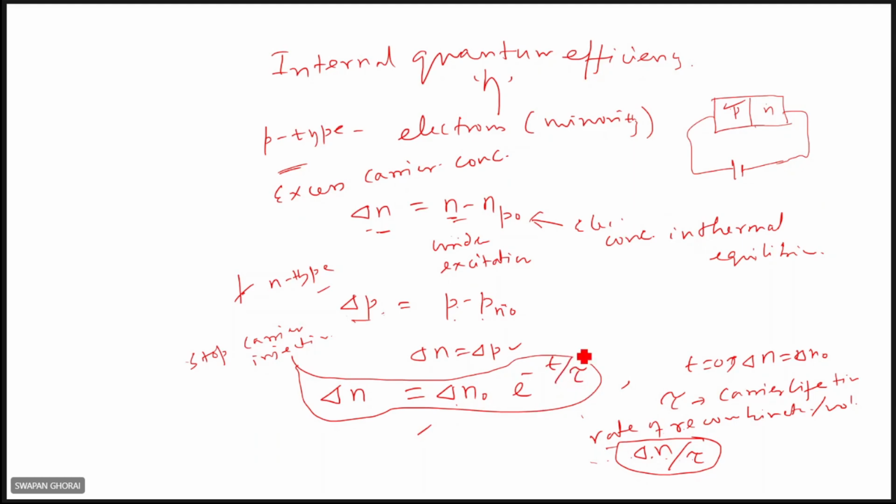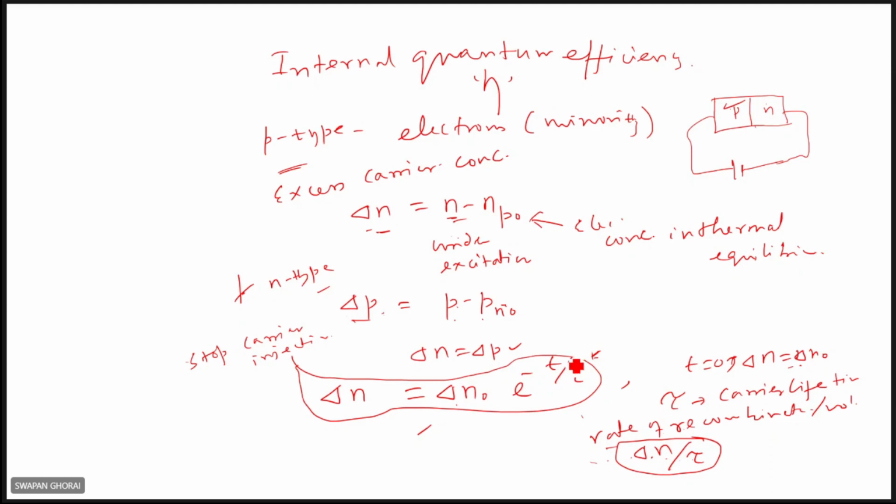How is this equation built up? Here you see this equation. You can have it if you consider delta n equal to delta n0 at t equal to 0, the initial concentration, and tau is the carrier lifetime, and delta n0 is the initial concentration.